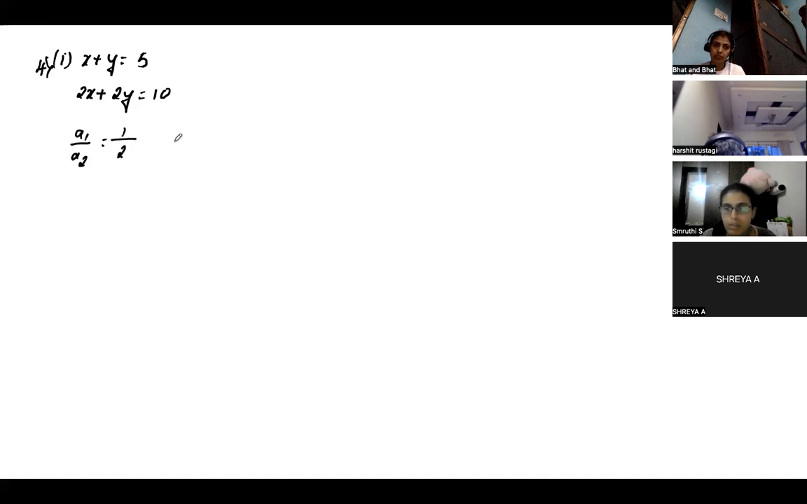So now the first one in this, x plus y is equal to 5. And the next equation is 2x plus 2y is equal to 10. Now the ratios, a1 by a2 will be equal to 1 by 2. b1 by b2 is also equal to 1 by 2. c1 by c2 is also equal to 5 by 10. 5 by 10 is nothing but 1 by 2. Correct?